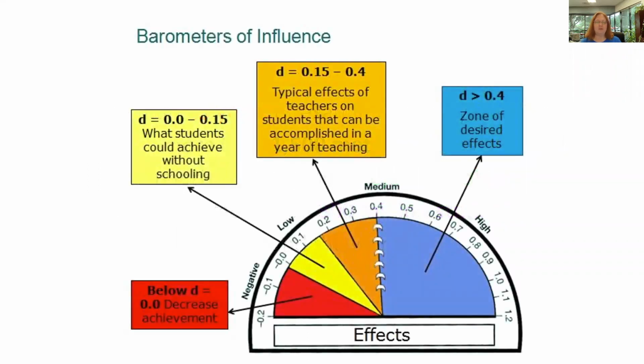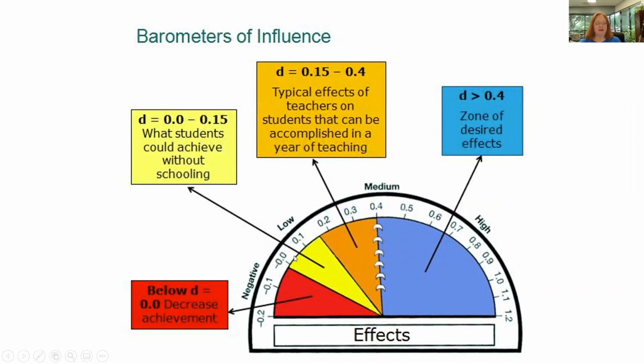What he came up with was the effect size of a whole bunch of different strategies. So you'll notice down here at the bottom of the screen, you see the red area. It says if you have an effect size of below 0, that actually means that students exposed to that strategy will lose learning. Okay, it's a bad thing. They're actually going to lose learning.